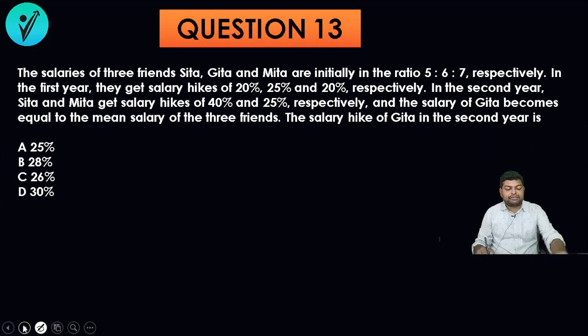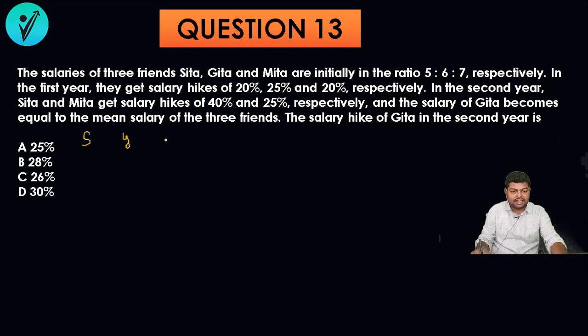Next we have question number 13. It is from the chapter of percentage, I guess. The salaries of three friends Sita, Geeta and Meeta are in the ratio 5:6:7. As we are dealing with the chapter of percentage, instead of taking 5x, 6x, 7x, I'm taking the salaries to be 500, 600 and 700. So the salary of Sita is 500, Geeta is 600 and Meeta is 700.